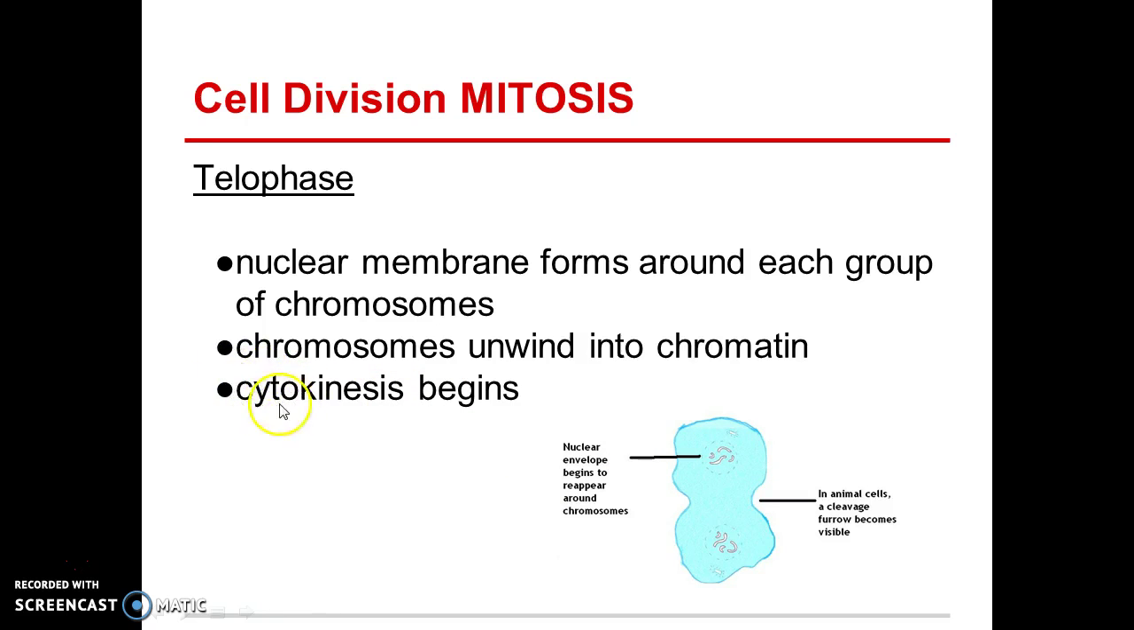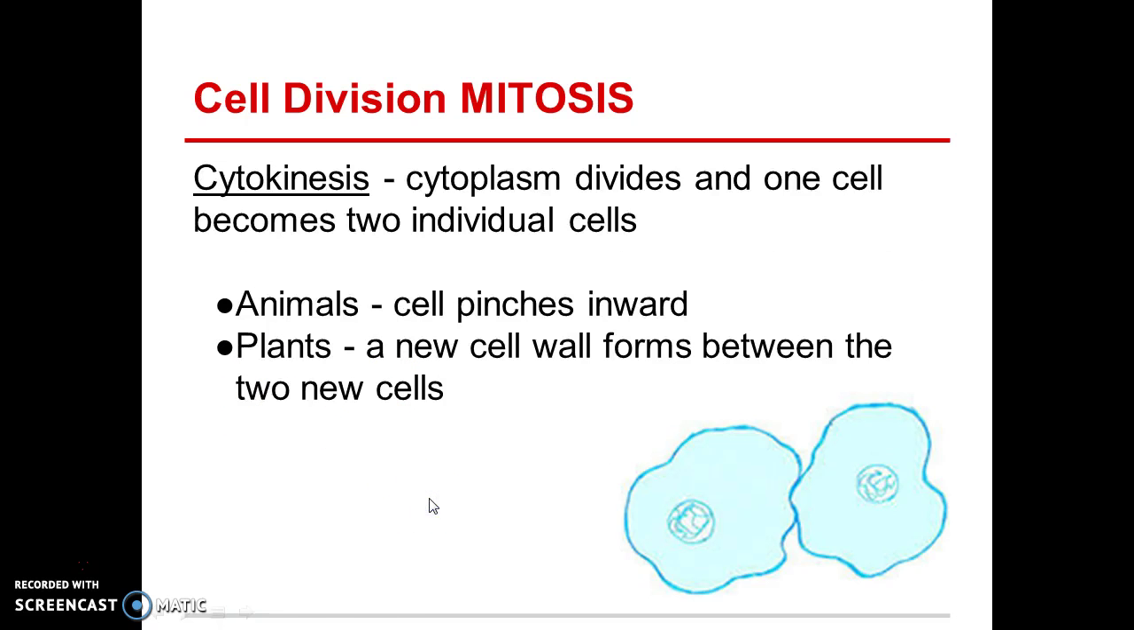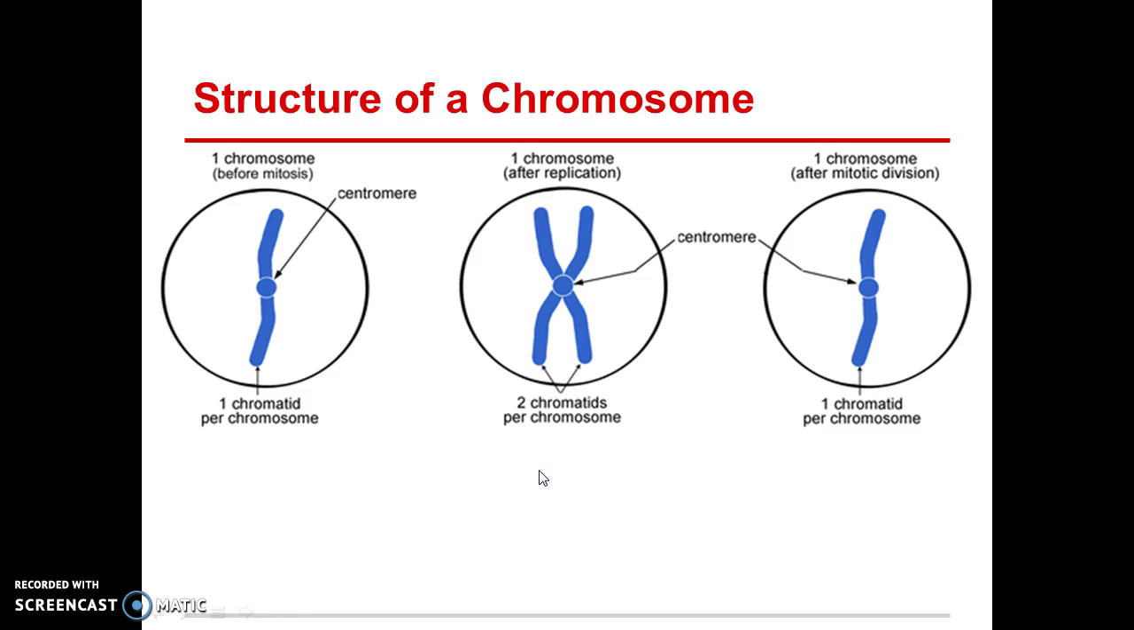Cytokinesis, cytoplasm, cell kinesis, division. So this is where your cell divides. Cytoplasm divides, cytokinesis, and one cell becomes two now. And now you have your two right here. You have your nuclear envelope fully developed, all the chromatin inside. With animals, the cell pinches inward. With plants, a new cell wall actually starts to form between the two new cells. We know that there is a cell wall in plants. It's much more rigid, so the cell wall actually forms and divides.